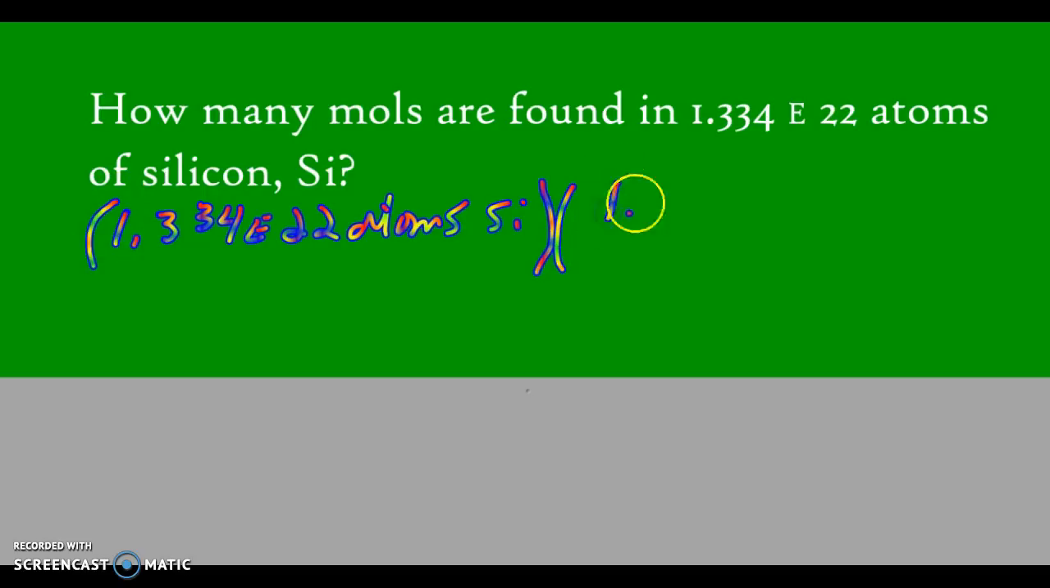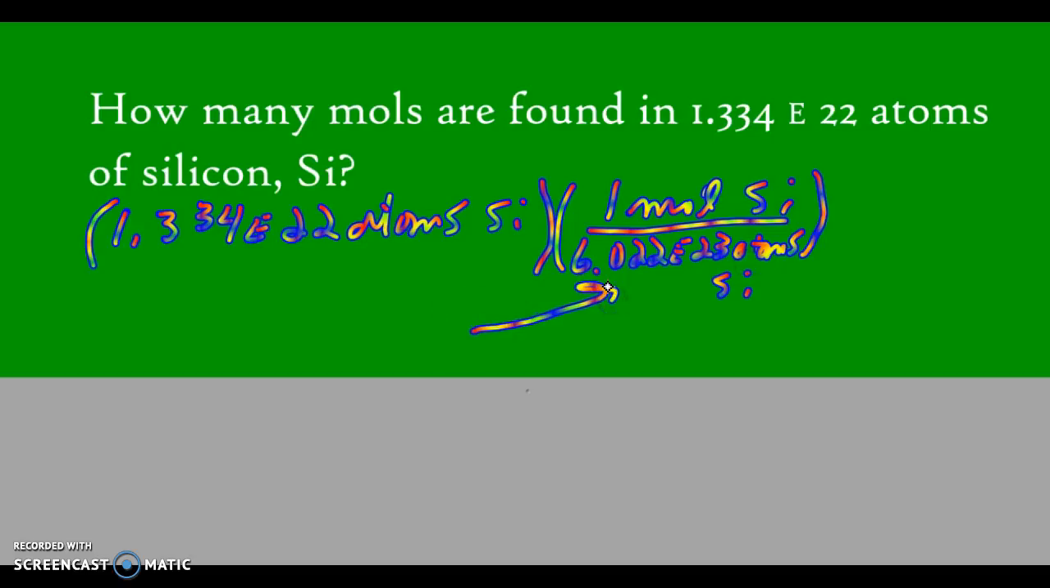And I know that 1 mole of silicon is 6.022 times 10 to the 23rd atoms of silicon. By the way, this number here, 6.022 times 10 to the 23rd, is called Avogadro's number. Named after Avogadro. Avogadro's number.